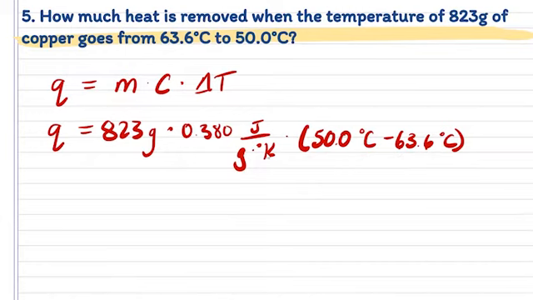Plugging those numbers in, it says that my heat is going to be negative 4,250 joules. Now, why the negative? Well, remember, the question asks how much heat is removed. So it's going to be losing an amount of heat. That's what the sign tells us, whether it's going to be gaining or losing heat.